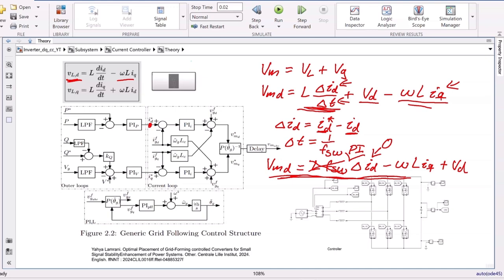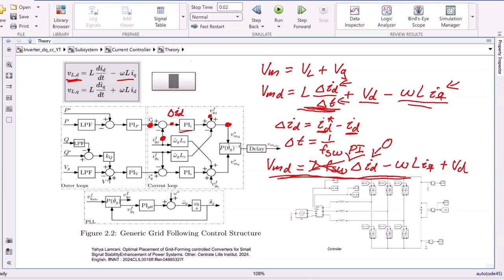For example, if you want a slow controller, you can have a low gain. If you want a fast controller, you can increase the gain. So if you look at the block diagram again, here we have the reference current, and then minus the actual current. So here we have the change of current, and that goes into a PI controller. And then this goes to the desired voltage that we want.